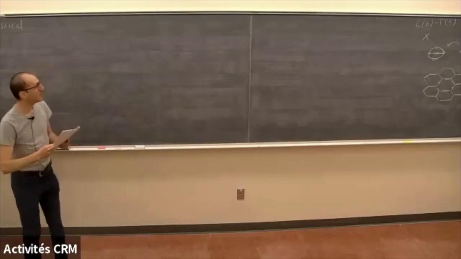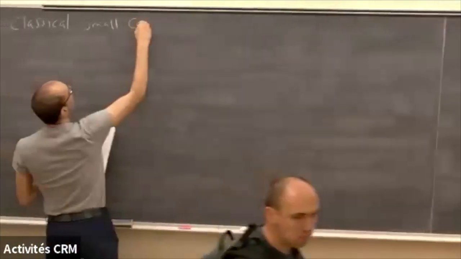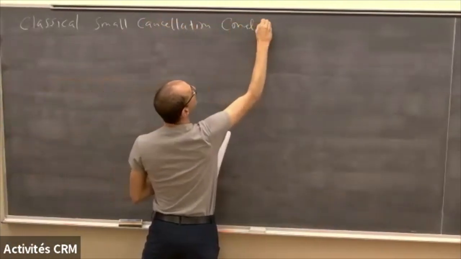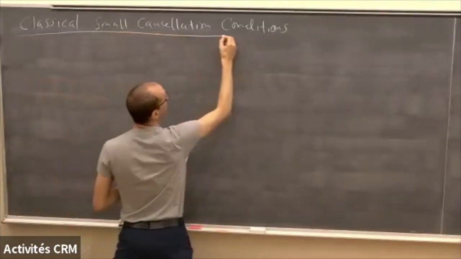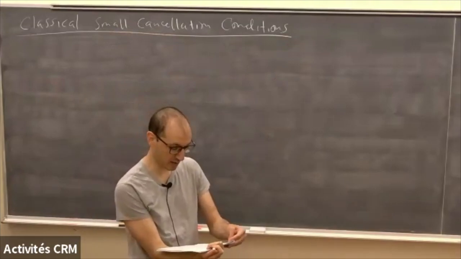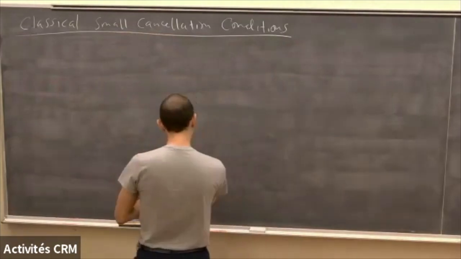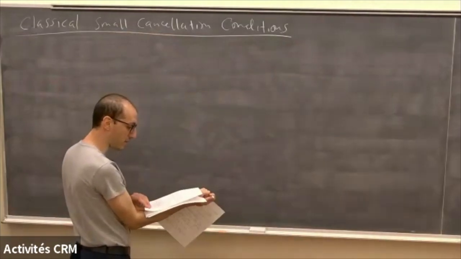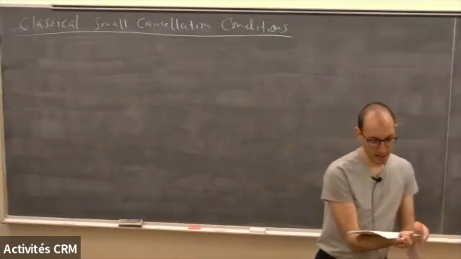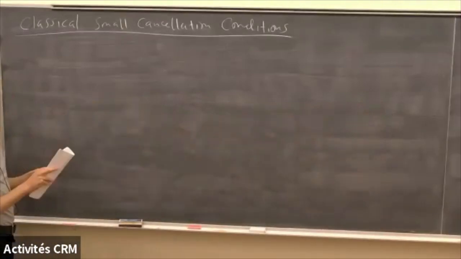Hi. I'm going to resume talking about classical small cancellation conditions, and we'll see some important consequences of them today. So last time we learned about two complexes, Van-Kampen's lemma, pieces, and we defined the C prime and C small cancellation conditions.